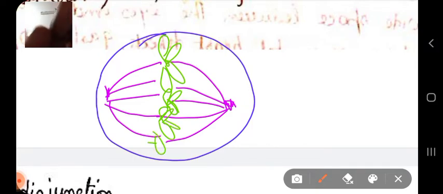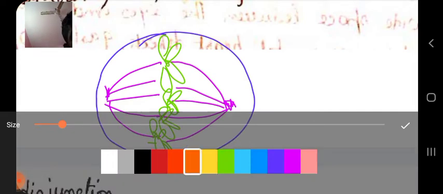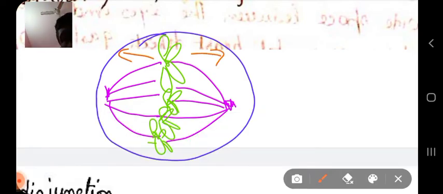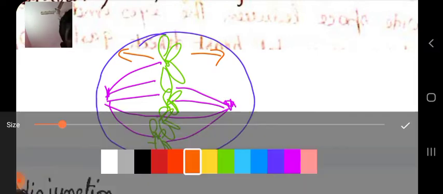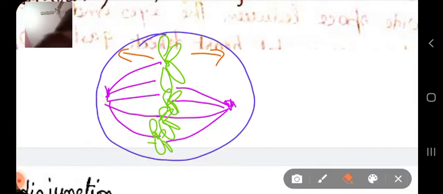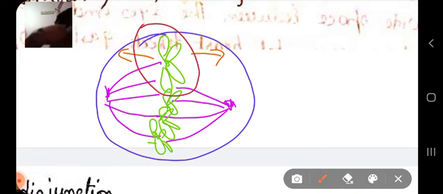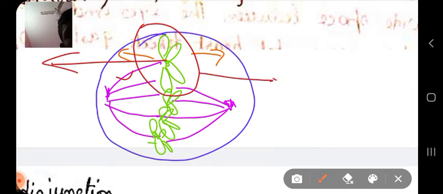Now they will migrate to the opposite poles. But suppose the spindle is going to be disrupted, then what happened? Look at this image, look at this portion. I have removed this spindle here. So this spindle will take that whole chromosome set to the opposite pole, and the other daughter cell will not get that chromosome at all.